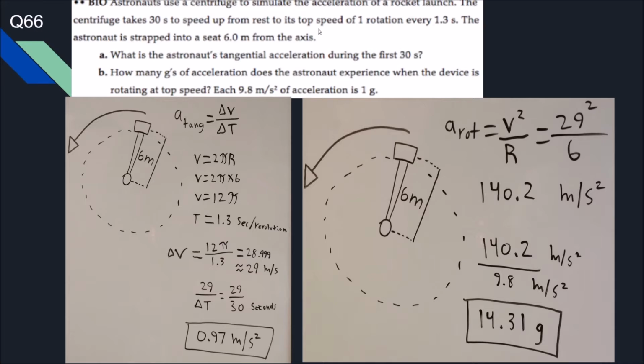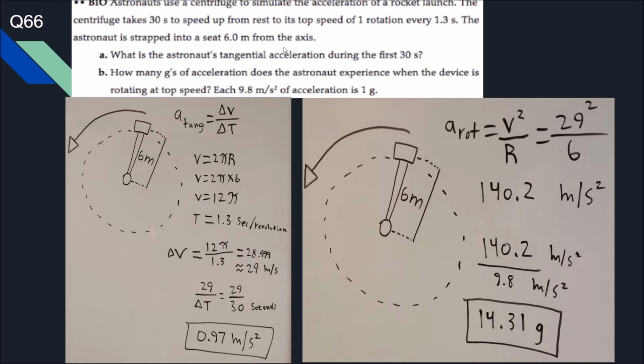So, what is the tangential acceleration during its buildup to its top speed? Not its top speed, but its buildup to that. So, let's pull some of the crucial information that we'll need to tackle this. First, we're given the radius. As it says, the astronaut is strapped into the seat 6 meters from the axis.